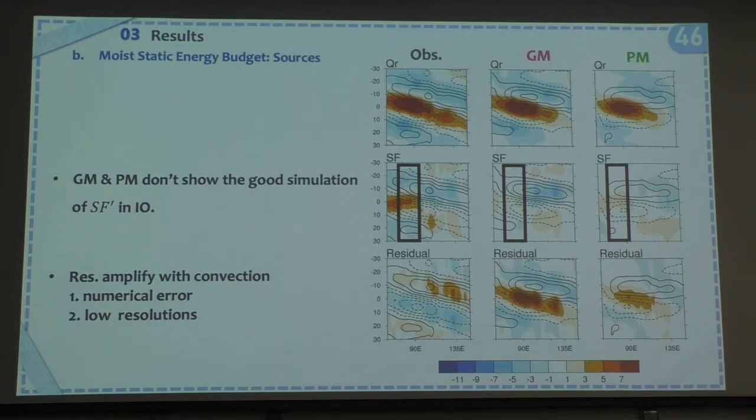Why is the surface flux such a problem for these models? That doesn't seem like the hardest problem to solve. Yeah, about the surface fluxes, maybe they are related to the wind speed and the relative humidity near the sea surface, and there are differences between the models and observation. So I think the wind is one part, and the second is the relative humidity in the models. Yeah, so many models cannot show a good simulation of the surface fluxes.